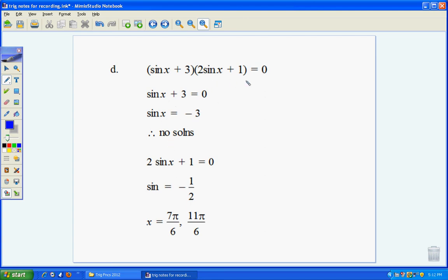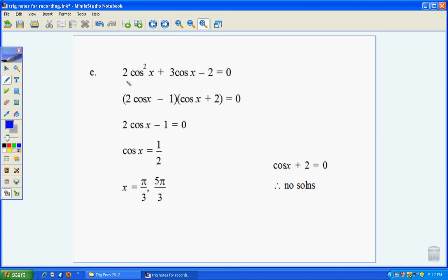Our second bracket, we set it equal to 0, manipulate it down to get sine of x is equal to minus a half. Again, it's negative, so for sine, we're looking at the third and fourth quadrants, and inverse sine of a half would be pi on 6, or 30 degrees. So we add pi, and here we do 2 pi subtracting the pi on 6.